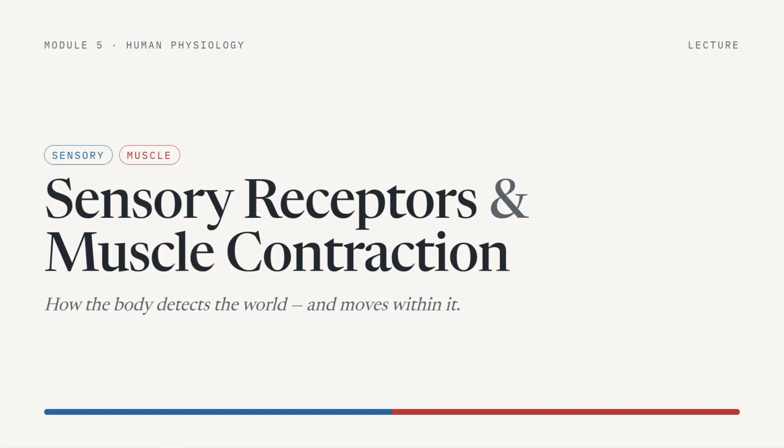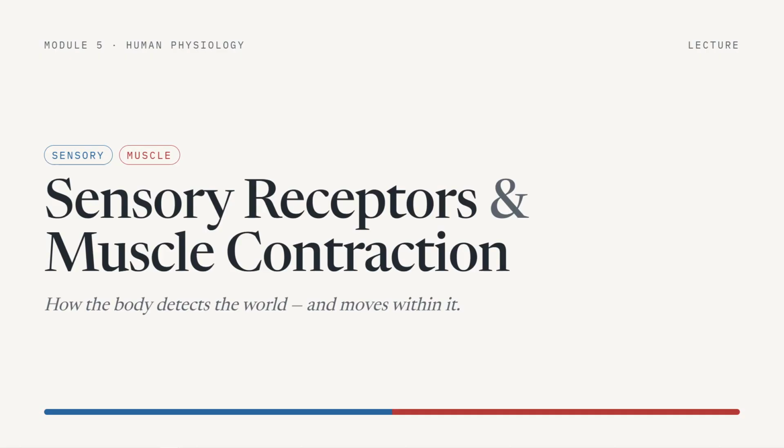Today we're connecting two systems that, at first, seem unrelated. How we sense the world and how we move through it. The link between them is a single idea: transduction. The conversion of one kind of signal into another. A sensory receptor turns a physical stimulus, light, pressure, a chemical, into an electrical signal the brain can read. A muscle does the reverse. It takes an electrical command and turns it into mechanical force.